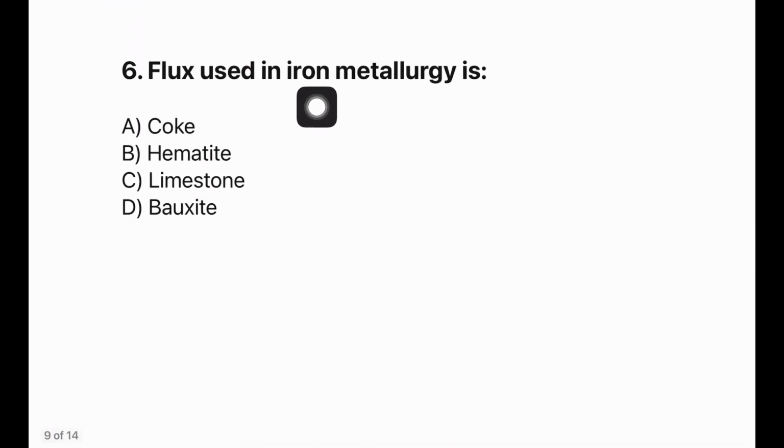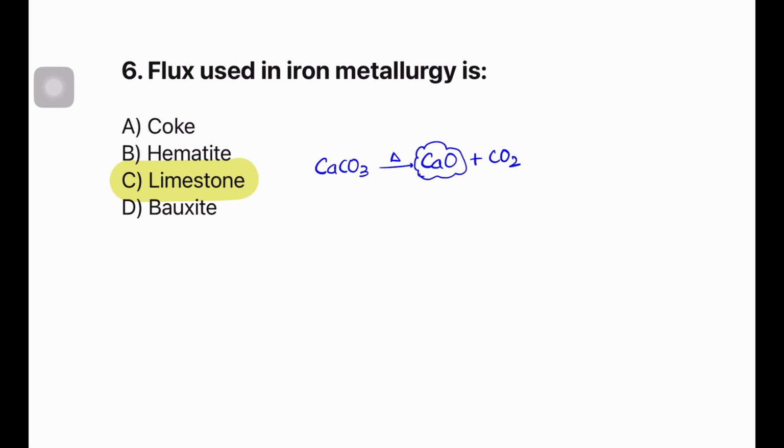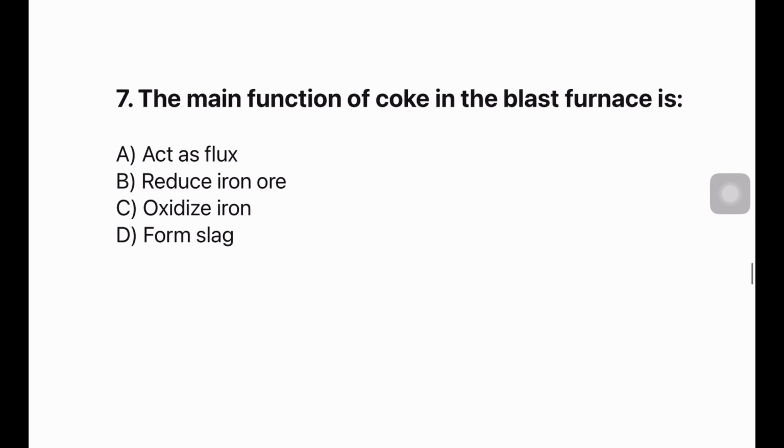The flux used in iron metallurgy. So the flux used is simply limestone, because when we use CaCO3, it will dissociate to CaO and CO2. This basically removes the SiO2 gangue. Let's move to the next. The main function of the coke in the blast furnaces. So as I discussed earlier, it acts as a reducing agent. So it will reduce the iron ore to iron. Coming to next.